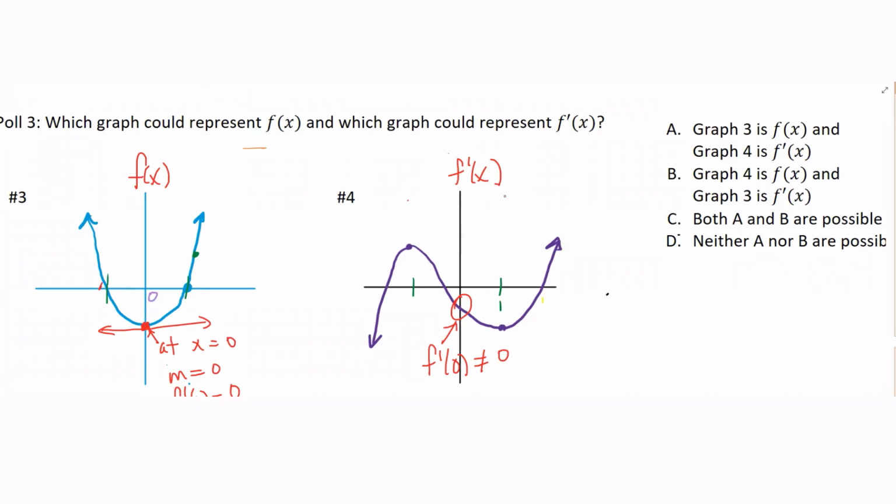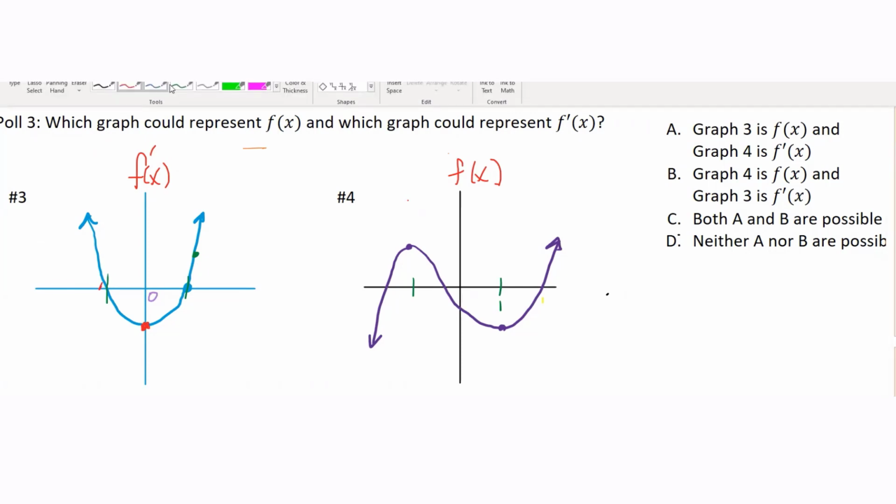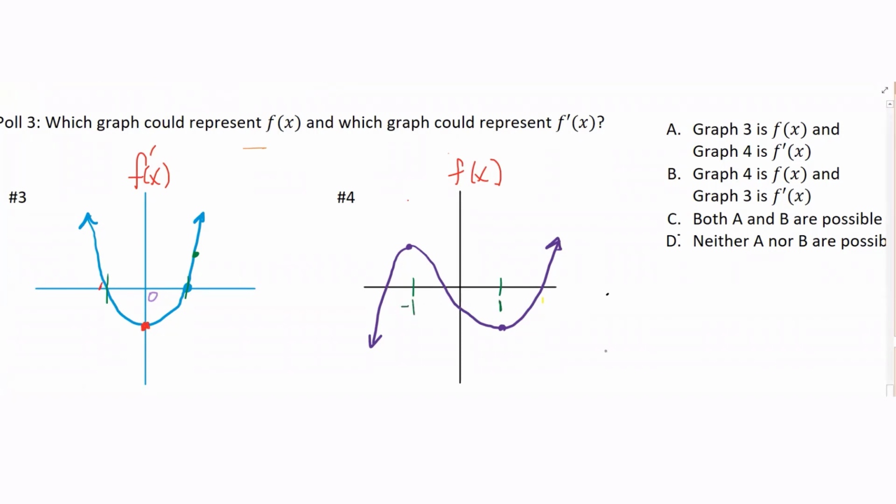Okay, now let's consider the other possibility. What if 4 was the original function and 3 was its derivative? Let's see if that would work out better. Okay, so I'm going to think of this as being f and the other one as being f prime. Let's pretend this is 1 and -1 here, just so that we can refer to it. So we have a slope of 0 wherever the function turns around. So this would be a slope of 0 and this would be a slope of 0. So what that would mean is that we would want the derivative at 1 to be 0 and the derivative at -1 to be 0.